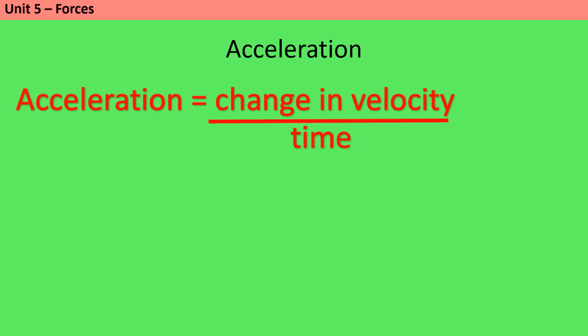Acceleration is another vector quantity, and it's to do with the change in velocity. Now, you may not be explicitly given change in velocity in the question. It's much more likely that you're given a final velocity and an initial velocity, and you have to work out what the difference between them is.